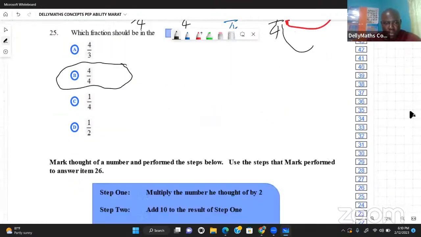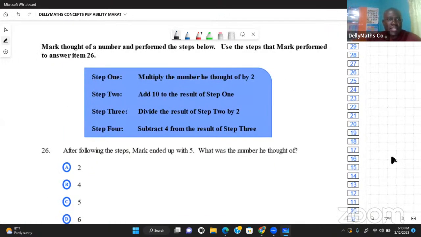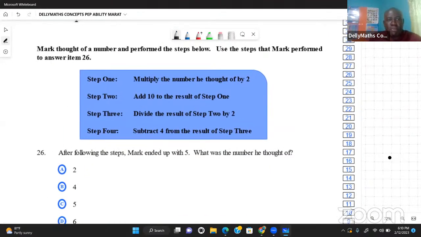All right. Let's go on to this other question. Let's read it. It says, Mark thought of a number. So this is about the game of thinking about a number. Mark thought of a number and performed the steps below. 1, 2, 3, 4 steps were performed, right? So we use the steps that Mark performed.